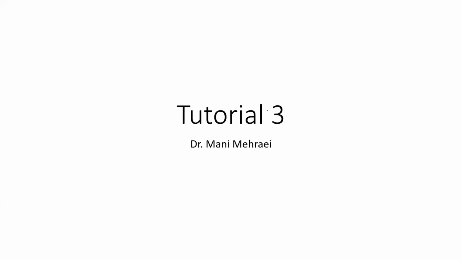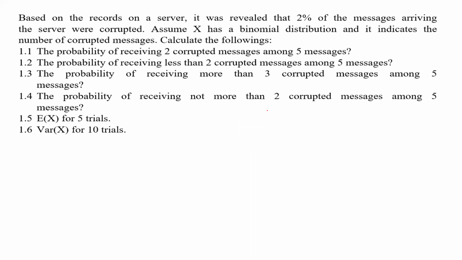Hello everyone, let's continue with tutorial number 3. The first question is related to binomial distribution. Based on the records on a server, it was revealed that 2% of the messages arriving at the server were corrupted. Assume X has a binomial distribution. So it's given to us that X has a binomial distribution and it indicates the number of corrupted messages. So X is related to the number of corrupted messages.